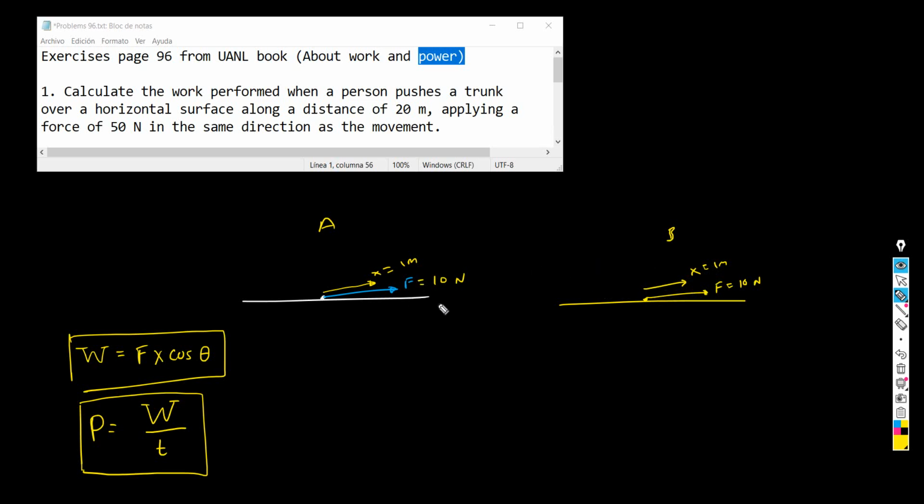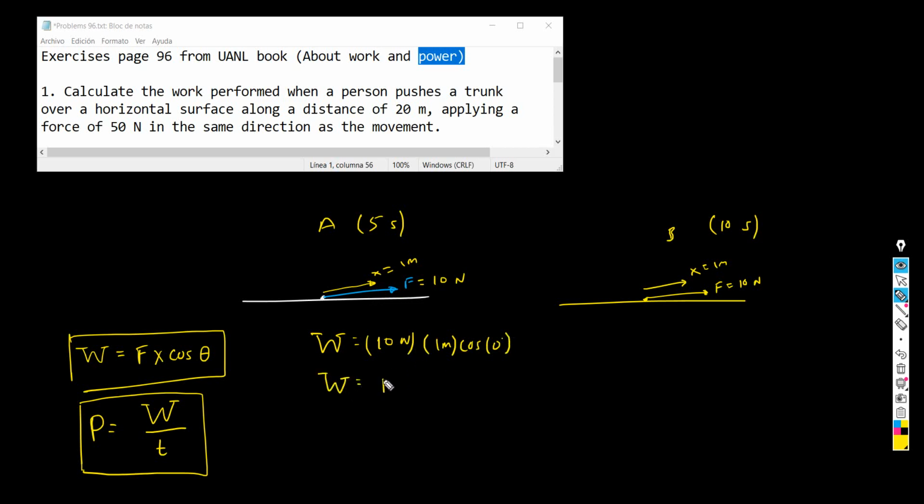The only difference between these two people is that person A is gonna do this action in, let's say, 5 seconds, and this other person is gonna do this action in 10 seconds. And what I mean by action, the action of pushing this particle with this force over this displacement. Okay, so let's calculate the work done by person A. The work done is the force, which is 10 newtons, times 1 meter, which is the displacement. And as I told you before, since the vectors are parallel, then the angle between them is 0 degrees.